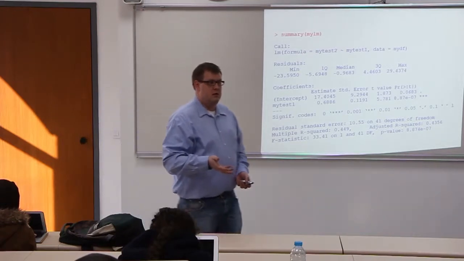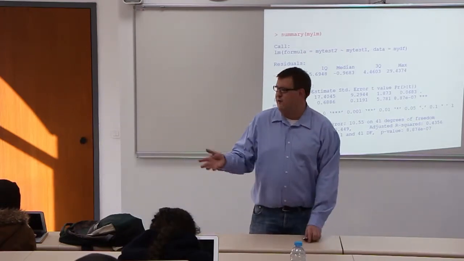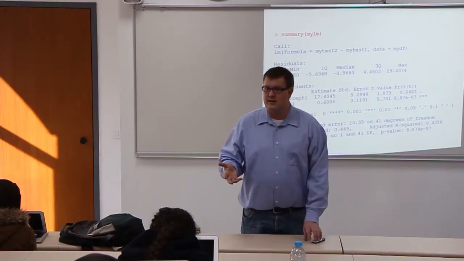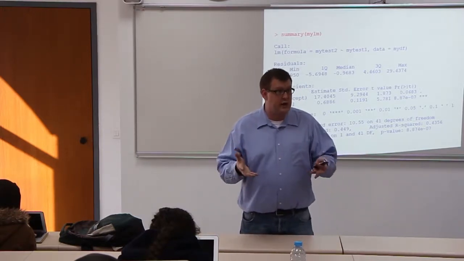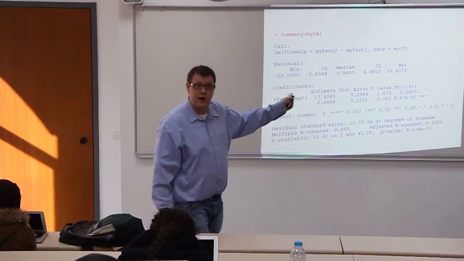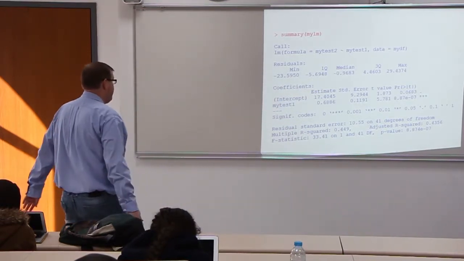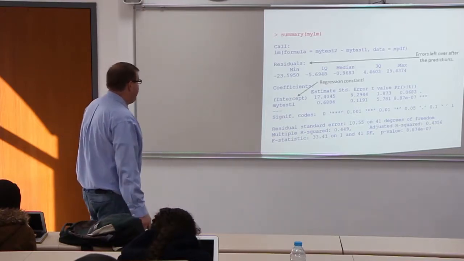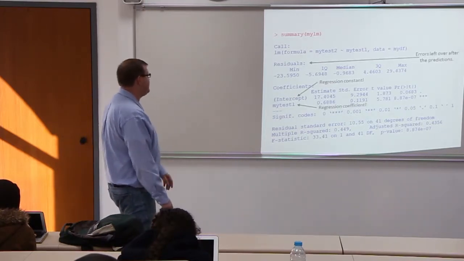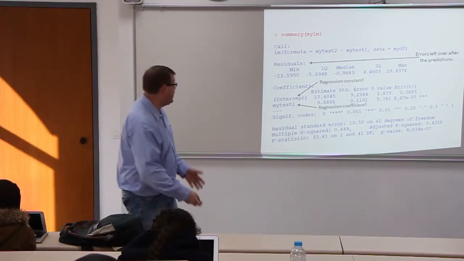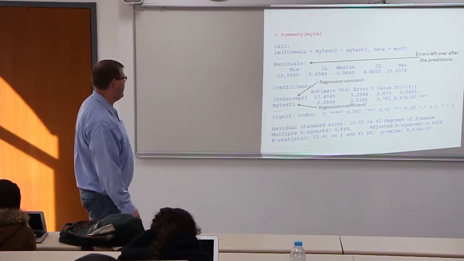Reject the null. The null, if it was that the population correlation was 0, we say that there is a correlation between our test 1 and our test 2 scores. Okay. So we have errors, we have our regression constant, we have our regression coefficients, we have the t-scores associated with them and the p-values associated with them.